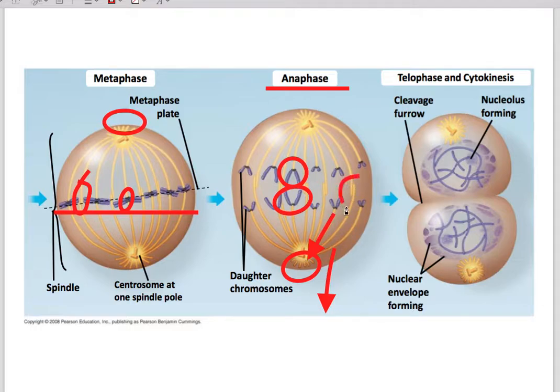However, your polar microtubules, the ones that are touching each other, they are pushing each other. They're pushing each other the opposite way.